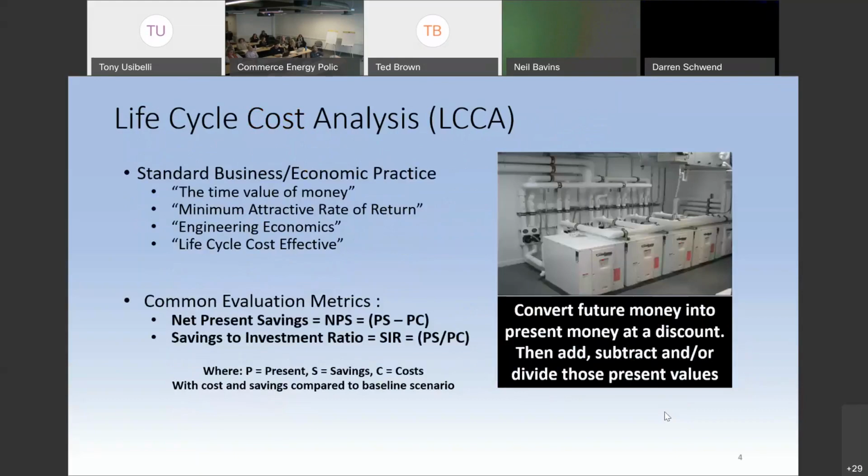So life cycle cost analysis is a very standardized business practice. Businesses have been doing this for a very long time. I was first introduced to the topic as engineering economics. Almost all engineering students have to go through that course. You've probably heard of the time value of money before. Net present savings is a very common metric. We're going to be talking a lot today about the savings to investment ratio. But basically what you're trying to do is convert future money into present valued money, so you've got something that's apples to apples. The future money is not as valuable to most actors as present value. The first break you can take your present valued money and invest it in something, and then it'll be worth more in the future than if you had not had that available to you.